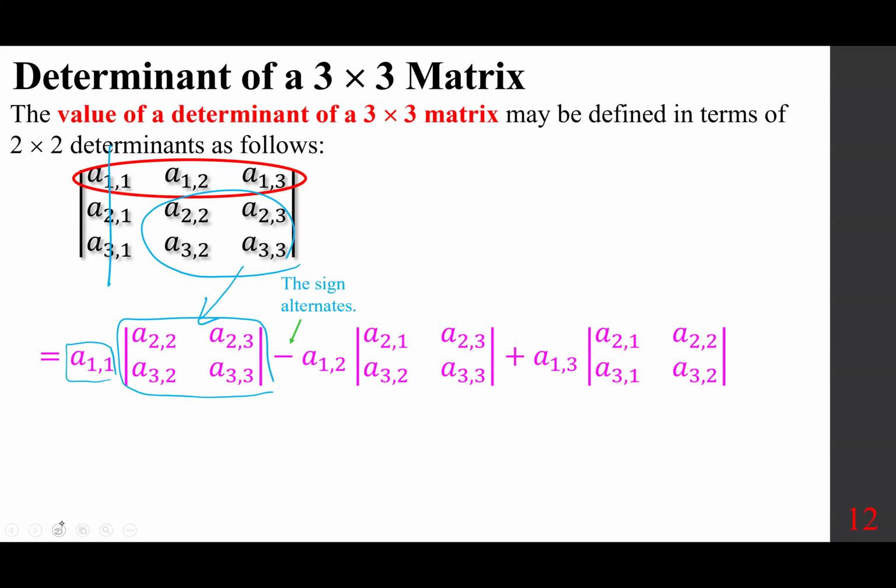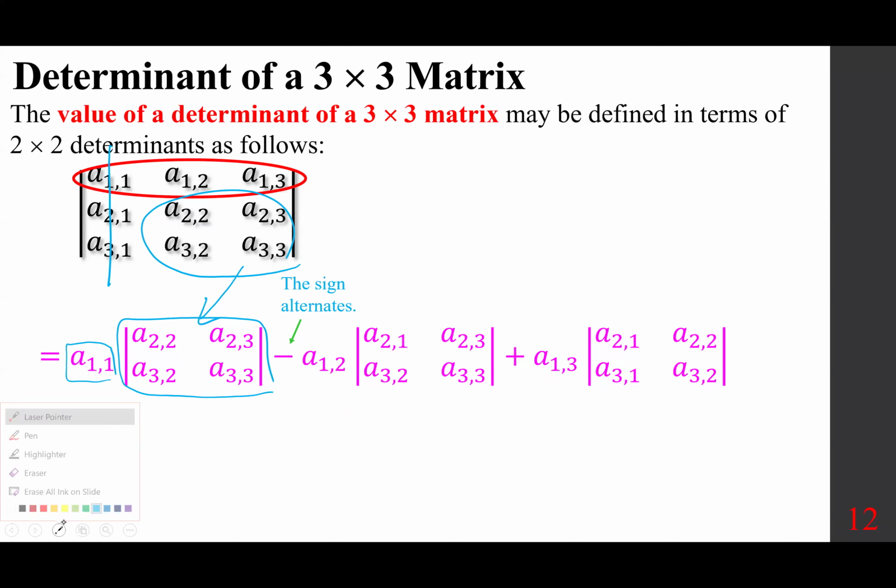Now, the signs will alternate. This is A11, then A12, then A13. So if this is positive, this is negative, this is positive. I will show you that we raise negative 1 to the power of i plus j, and i and j are 1 and 1. They add up to 2. I will show you that one also in a moment. But how do we get this one?